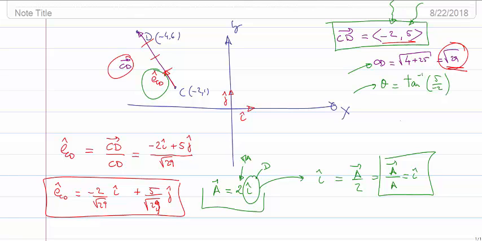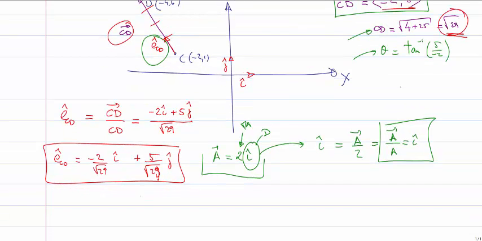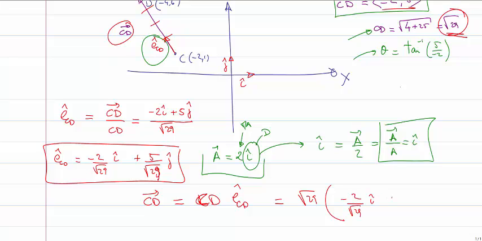Okay? So now we can express position vector CD as its own magnitude, CD, times its unit vector. Hence, it would be square root of 29 times unit vector e_CD, negative 2 over square root of 29, plus 5 over square root of 29. Obviously, as you apply the distributive rule with scalars, the square root of 29 is distributed to both terms, and you end up with your original vector.